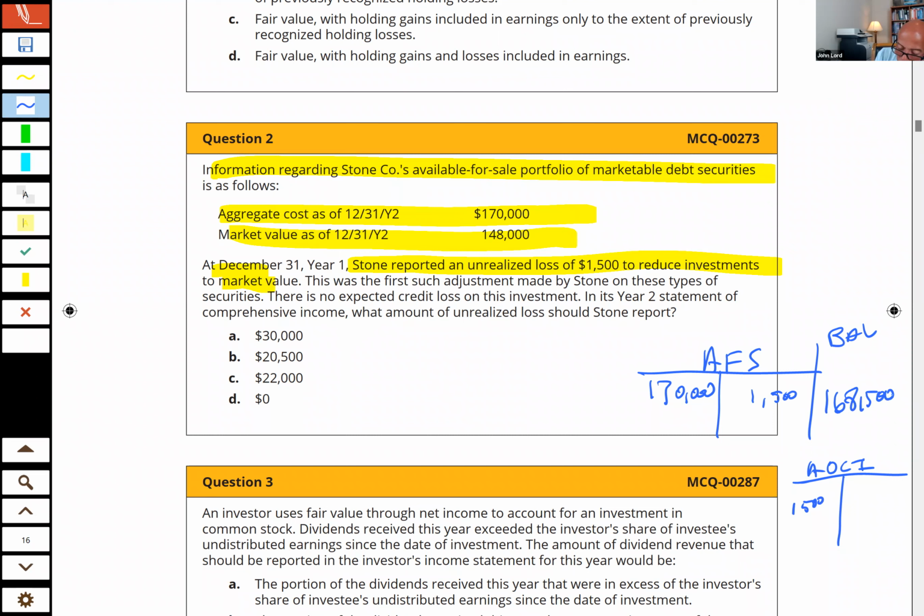Then when they get to year 2, they tell us that now it's down to 148. Okay, so they ask, in its year 2 statement of comprehensive income, what amount should be the unrealized loss? Well, now it's already down to what?